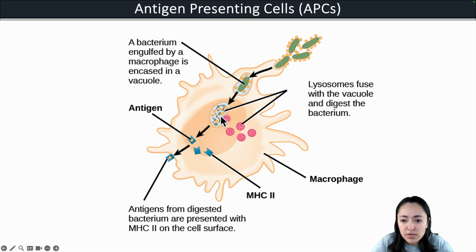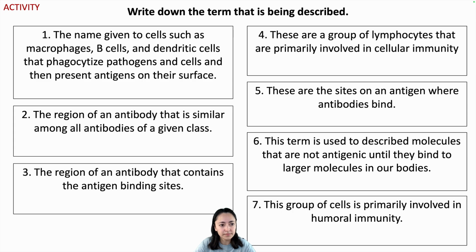Some of the proteins from that bacteria will then bind to these MHCs and then move to the surface of the cell. This will therefore allow the macrophage to present some of those antigens from the bacteria on its surface. This allows the body to monitor what type of pathogens or what type of proteins are present in the body.